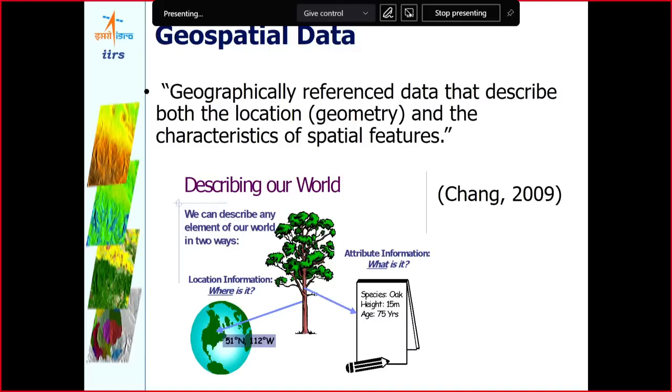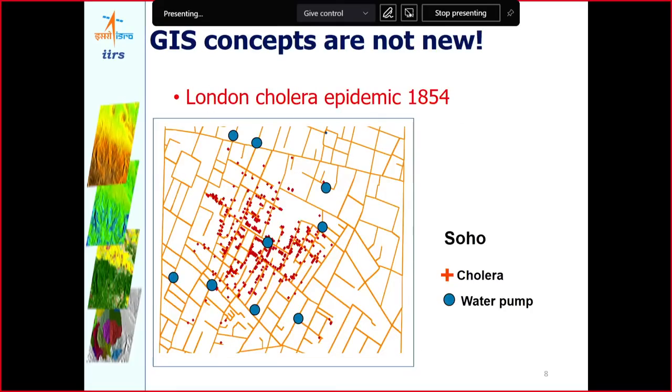So geospatial data basically talks about both the spatial as well as the non-spatial data. I'll give you a classic example of the London cholera epidemic, which happened way back in 1854. In fact, the concept of GIS evolved in 1854 by Dr. John Snow, who was able to relate the health, or I would say the cholera epidemic, with location.